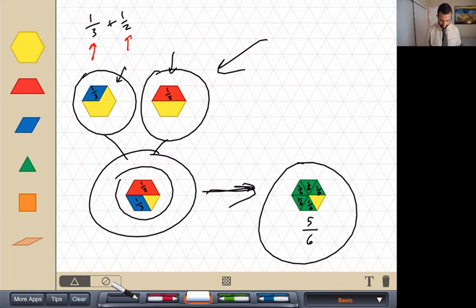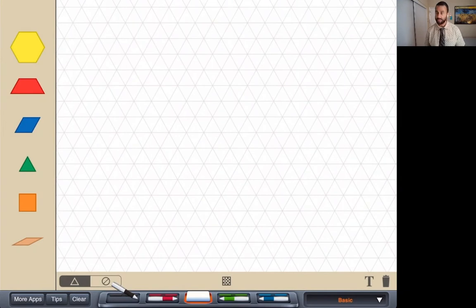Okay, let's do another example. Let me clear all this. So the next one we're going to do, I'll skip a couple of these, let's do 2/3 minus a half. Let's do a subtraction problem, okay? So we're going to do 2/3 minus 1/2. This is the problem we're trying to model. And just like before, I'm going to try to, oh, actually, I shouldn't say just like before.